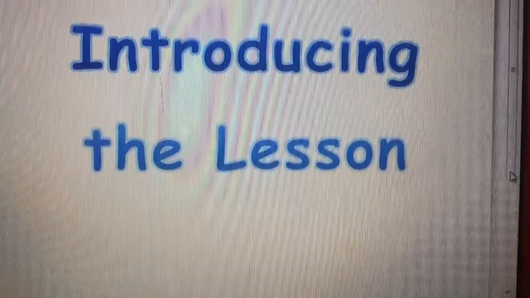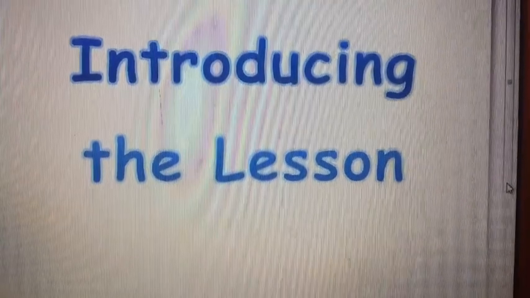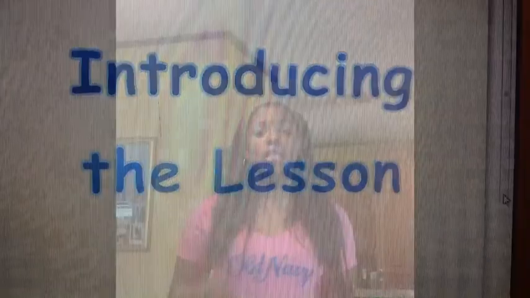Step number 3, introduce the lesson. Let the students know that they're about to role play. Let them know that they have specific roles. Let them know that this is something that is very important and that it is up to them to get the content across to their classmates.